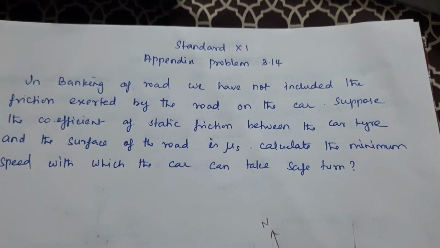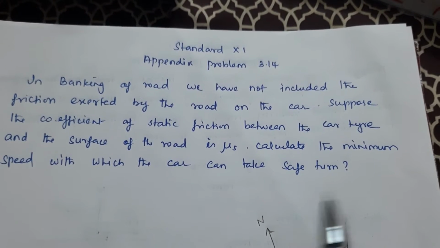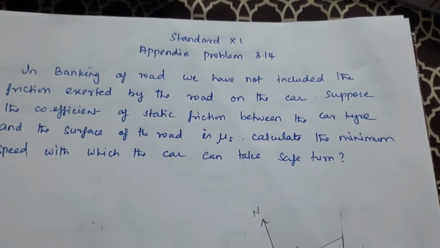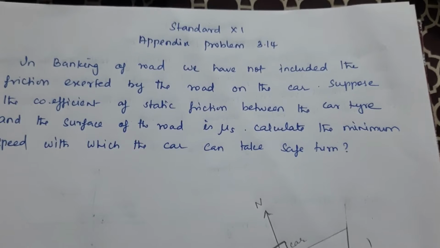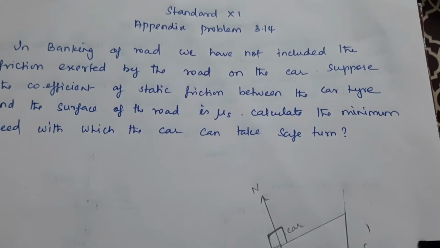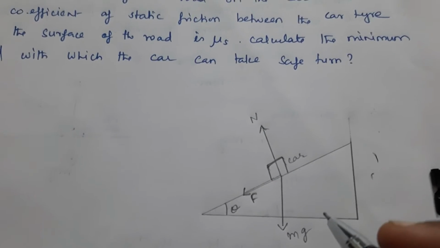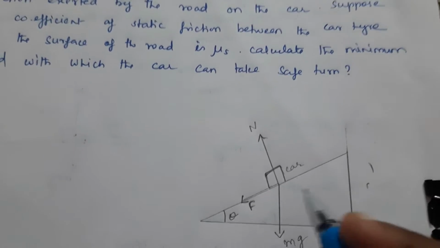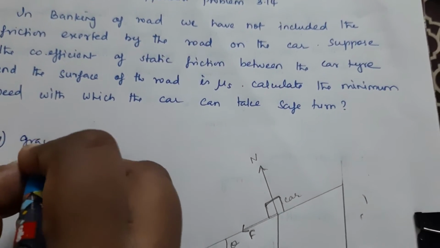So in banking of road, we have studied the banking of road in the theory. There we didn't include the friction force. Now we are including the frictional force between the tire and the surface of the road. So here, when the car is taking a safe turn in the banked road, there are three forces acting. One is the gravitational force.